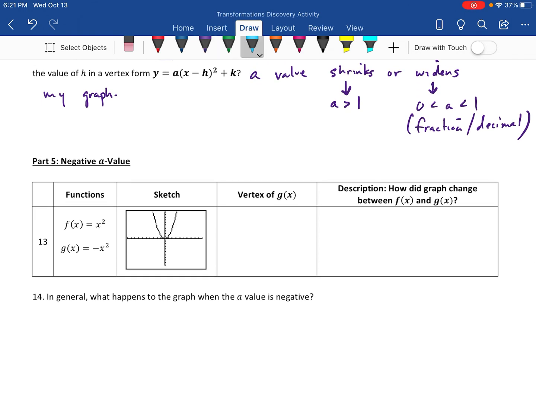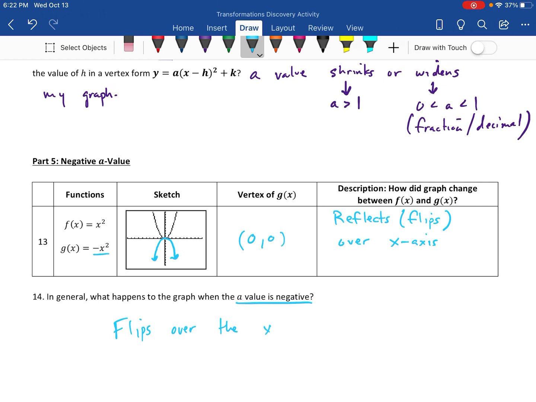And last but not least, when you have a negative a. If you go ahead and plug this into Desmos, the only thing that you will see is that this flipped over. My vertex is still the same at 0, 0, but it just reflects or flips over the x-axis. So in general, what happens to the graph when the a value is negative? That's it. It just flips over the x-axis.